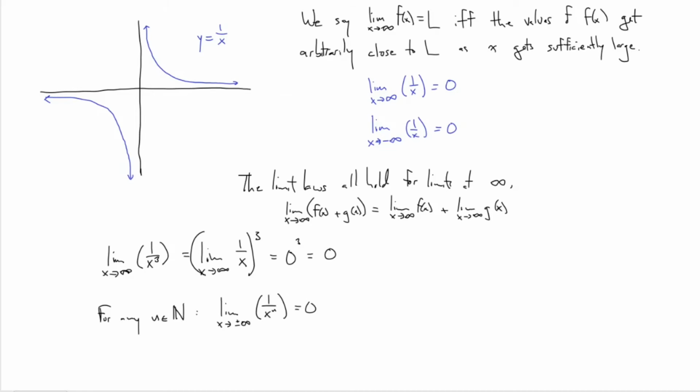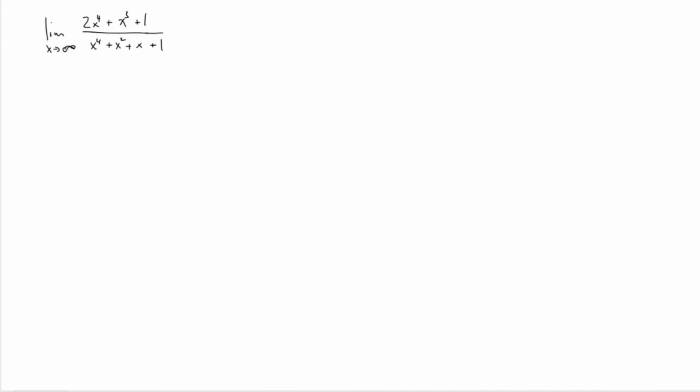And by the same reasoning, for any natural number n, where the natural numbers are the numbers 1, 2, 3, 4, etc., not 0, not negative numbers, not fractions, but just the counting numbers, for any natural number n, the limit as x approaches infinity or negative infinity of 1 over x to the n is equal to 0 by the limit laws. Let's consider this limit.